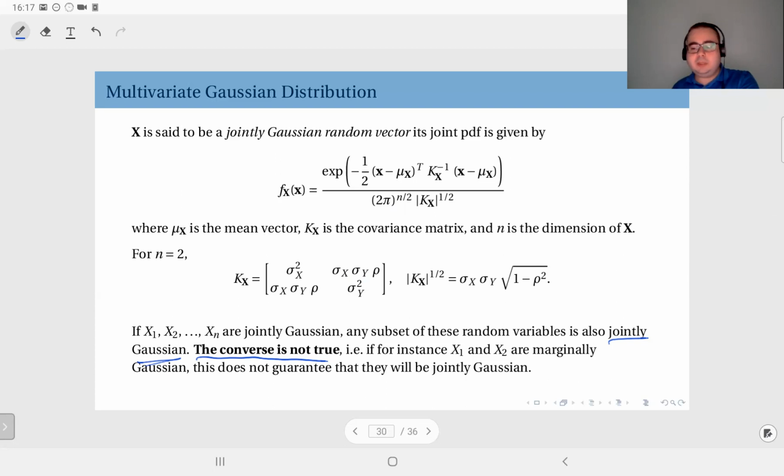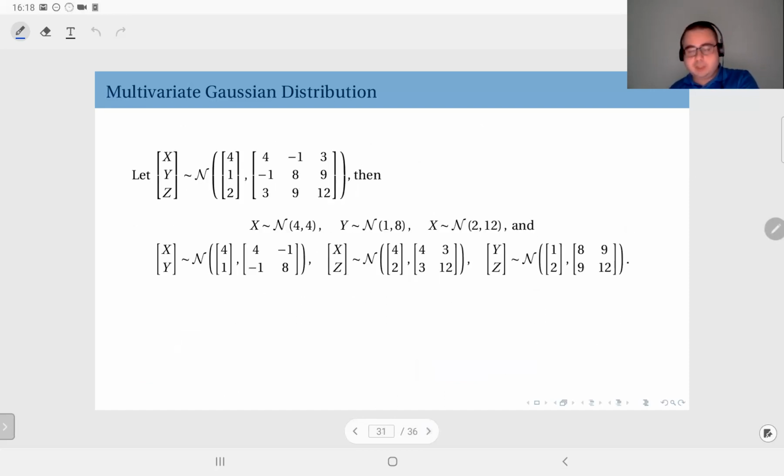But if I tell you that x1 is Gaussian, x2 is Gaussian, x3 is Gaussian, and I ask you, are x1, x2, and x3 jointly Gaussian? The answer is no, not always. For instance, if x1 and x2 are marginally Gaussian, this does not guarantee they will be jointly Gaussian. Being jointly Gaussian is a very strong situation. It's very useful, but it doesn't hold always. So be careful about this. Let me give you an example here.